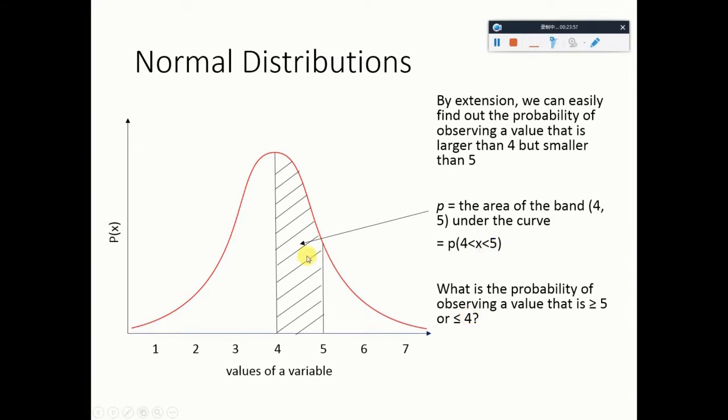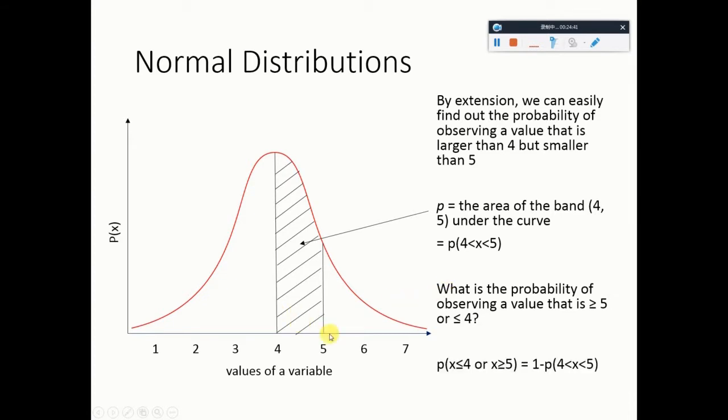Now let me ask you, given this distribution, what's the probability of observing a value that's larger than 5 or smaller than 4? How can we do that? What's the probability of finding a value from this sample, given this distribution, that is larger than or equal to 5, or no greater than 4? It's actually very easy. You should pause now and think about it before I announce the answer.